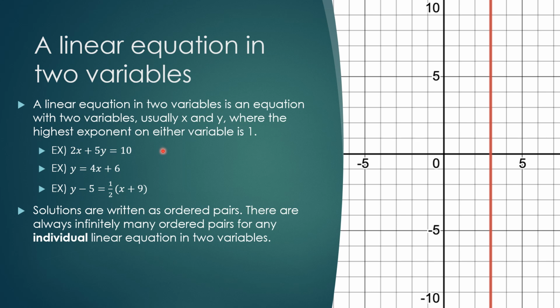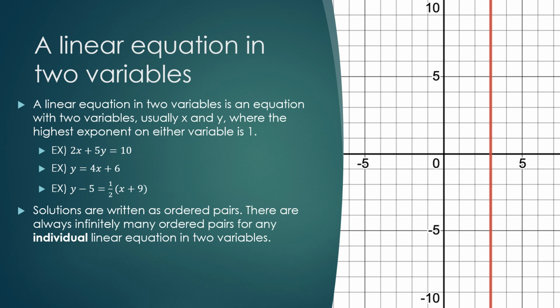2x plus 5y equals 10, y equals 4x plus 6, and y minus 5 equals 1/2 times the quantity x plus 9. The solutions to these equations are written in pairs, ordered pairs specifically. There are always infinitely many ordered pairs for any individual linear equation in two variables.